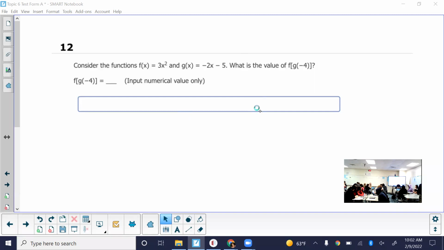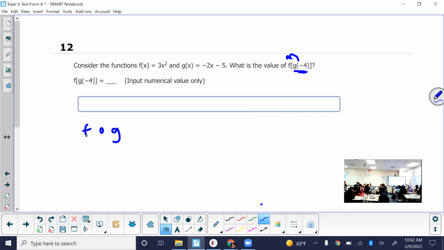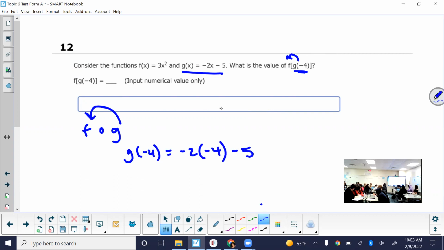So it's always going to be the innermost function, which in this one is the g of -4, plugged into the outermost function. So f of g. We always draw this little picture because it is helpful. But this time they do give us a number. It's g of -4. So right next to the g in my picture, I'll plug in -4 into the g function. So then it equals -2 times -4 minus 5. So we plugged it into the g function because it's g of -4.